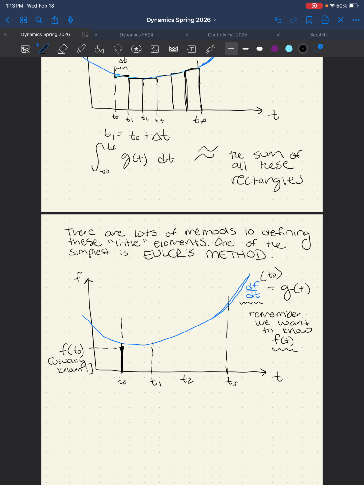Oh, we just need to plug in t0 into df dt. That's this given function, this blue function. So what is this value here? This is g of t0, which is the slope of f at t0. Okay, so that value becomes maybe the slope of this element. Maybe it's like this.